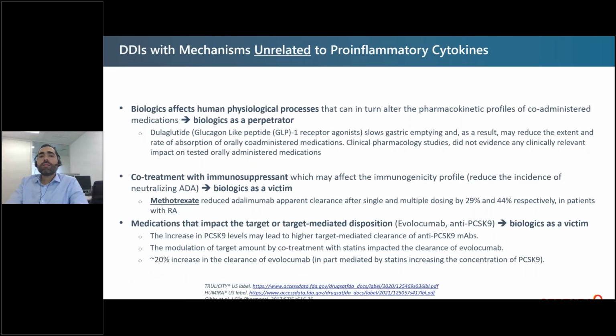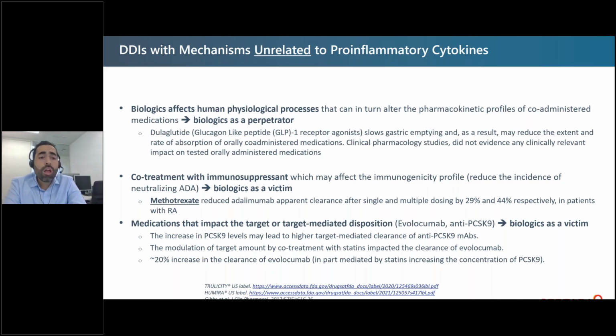For the second category of the DDI, as I said before, this is not a single mechanism, but we are grouping all the possible DDI mechanisms. Here you have 3 examples. For example, the biologics affecting a physiological process. There is one example of dulaglutide, and this peptide may modify the gastric emptying. So there is a theoretical possibility that we may impact the absorption of orally absorbed drugs.